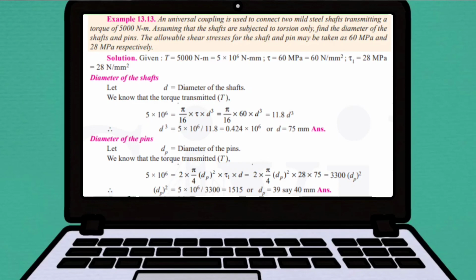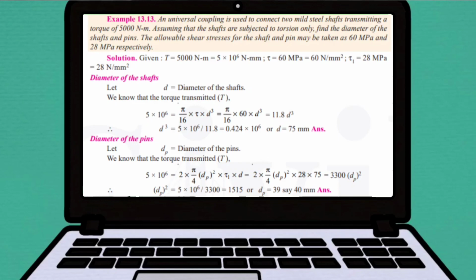So let D be the diameter of the shafts. We know that the torque transmitted T would become 5 times 10 raised to 6 is equivalent to pi over 16 times tau times D cube, equating pi over 16 times 60 times D cube is equivalent to 11.8 D cube. Then, we should re-equate the diameter to D is equal to cube root of 5 times 10 raised to 6 over 11.8, gaining a diameter of 75 millimeter.